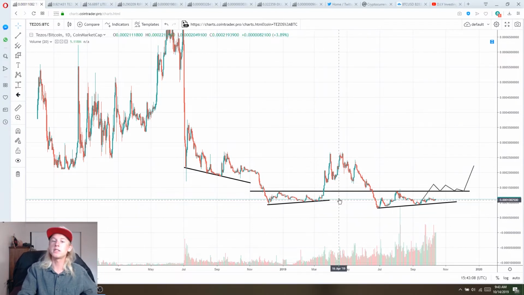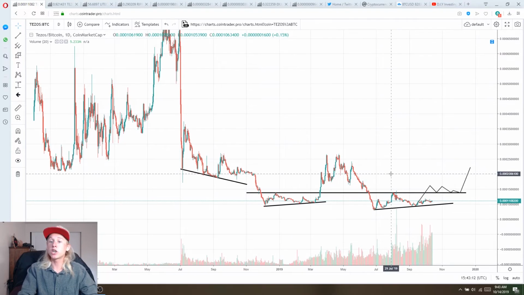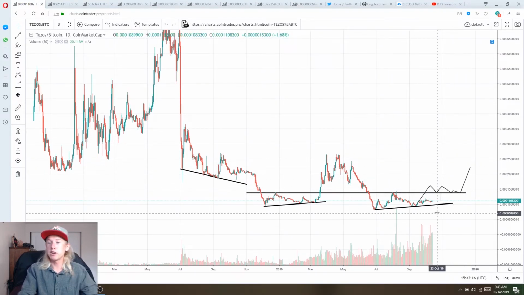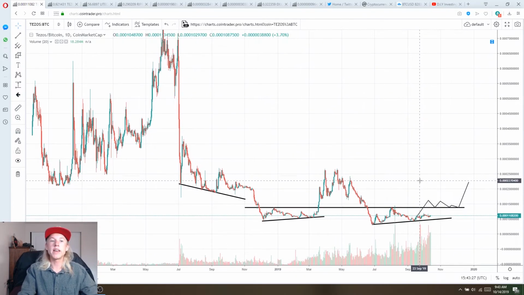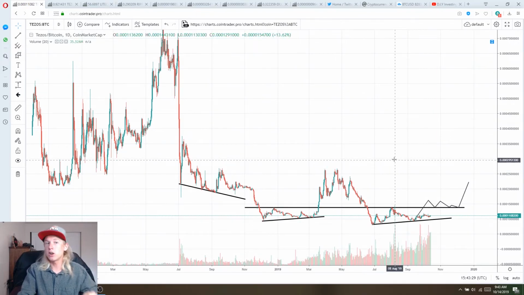I pulled the trigger on some. I didn't really take a huge position, but I did pull the trigger because I felt like it was a good buying opportunity. So if you're somebody that's looking to enter Tezos by looking at the Bitcoin pair, I personally would wait for a breakout of this resistance here at about 14k sats and then buy the retest of that move. So this is what I'm watching out for Tezos on the Bitcoin pair. You guys know what I'm rocking with.